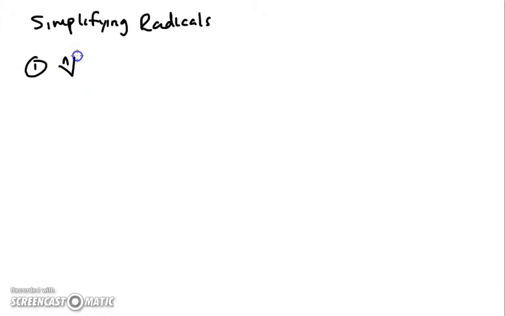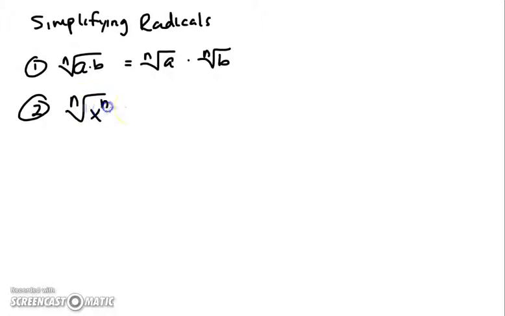One, if I'm taking the nth root of a times b. Now, nth root could be square root, third root, fourth root, whatever root we're taking, this property is going to work. But if I have the product under my radical, what we're allowed to do is break this up into the product of two radicals. The other thing that we want to know is the nth root of something to the nth power is going to be just that something, so x.